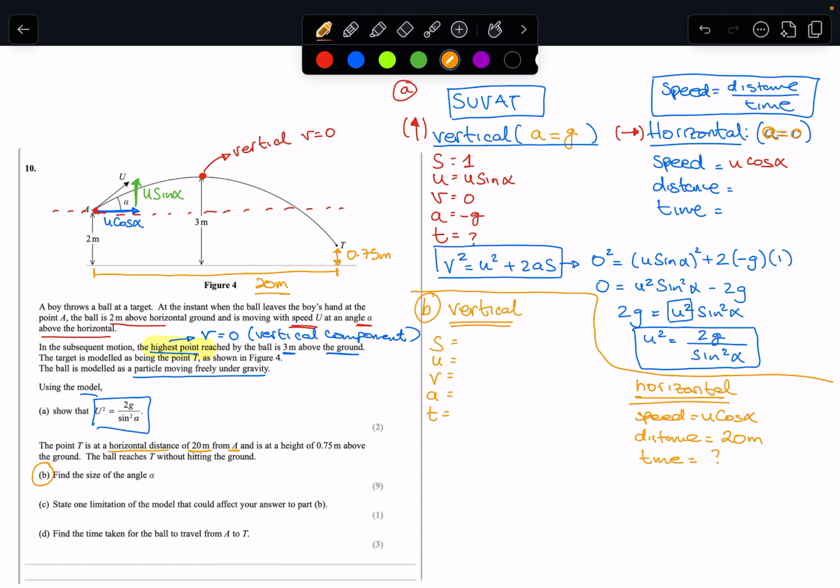So, for the vertical components, I have my SUVAT. What is my displacement? Well, I was 2 meters above ground. Now I'm 0.75 meters above ground. What is the distance traveled?